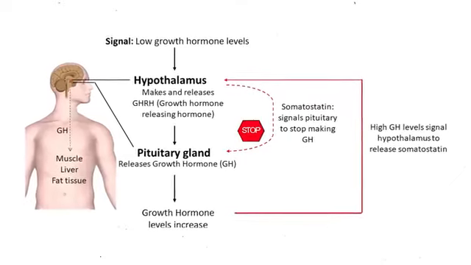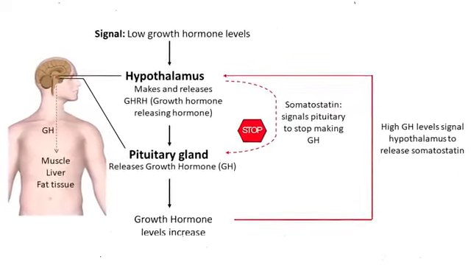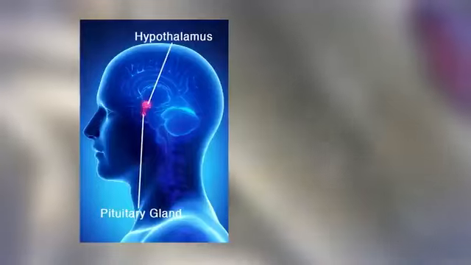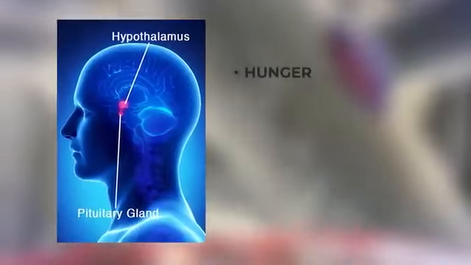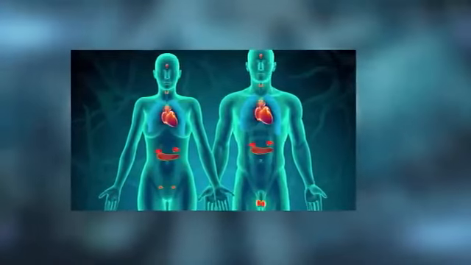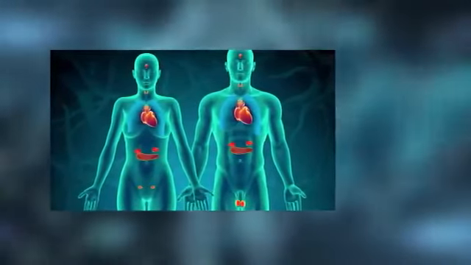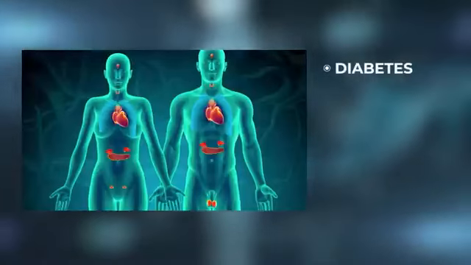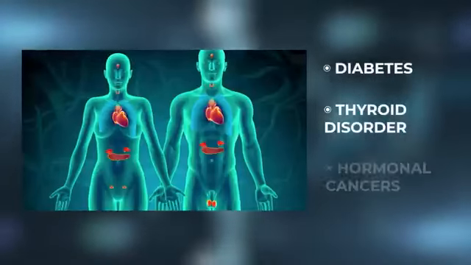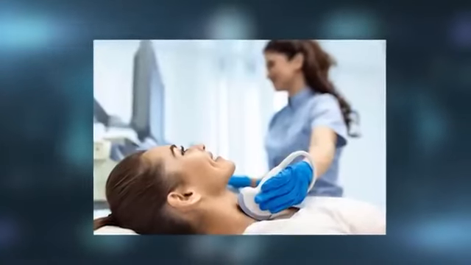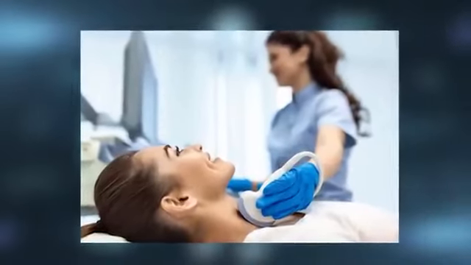For example, the hypothalamus produces hormones that regulate the release of hormones from the pituitary gland and controls functions such as hunger, thirst, and body temperature. It's important to note that imbalances or dysfunction of the endocrine system can lead to various health conditions such as diabetes, thyroid disorders, and hormonal cancers. Regular checkups and screenings can help to detect and manage these conditions early on.